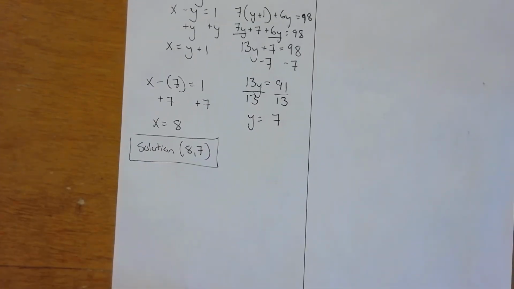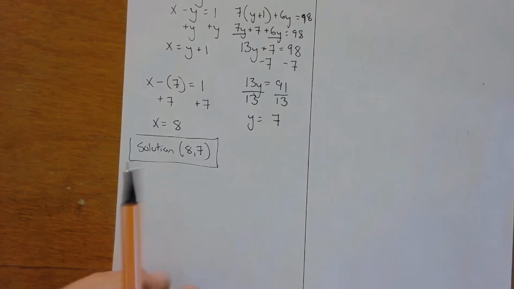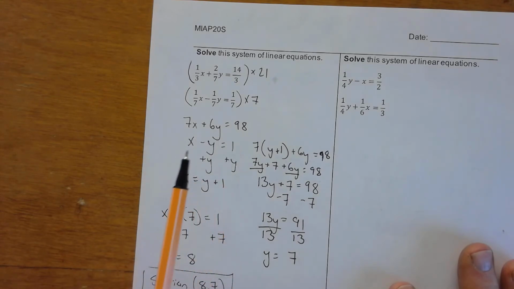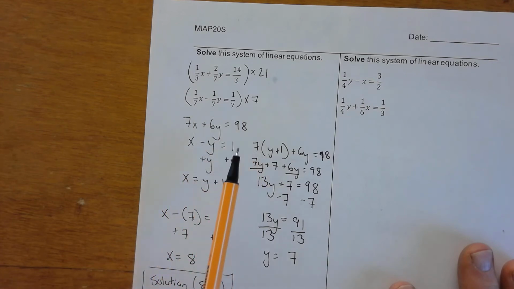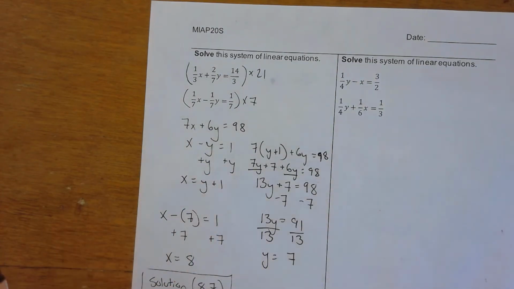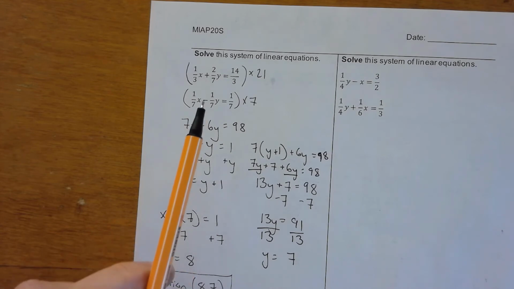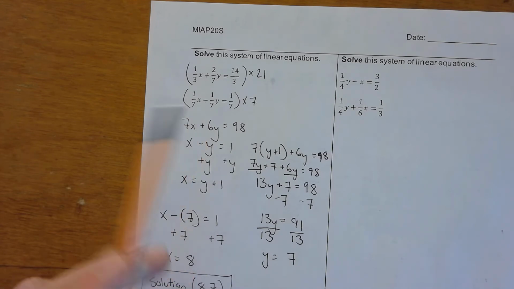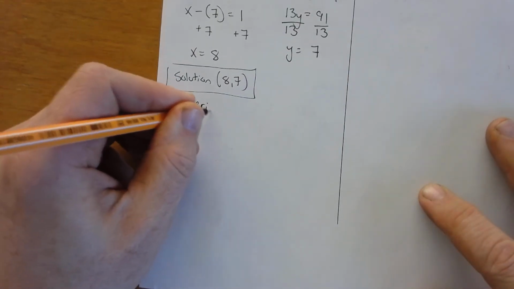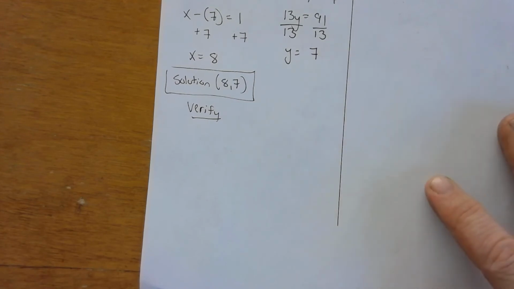Now, something that I've said in my class several times during this unit is that when I verify, I don't want to use the 7x plus 6y equals 98 or the x take away y equals 1 equation. If I made an error when I went from the original equation to those, that error is going to remain consistent in my verification. I want to use the original equations when I'm verifying. So I'm going to use those original equations so that I can actually verify my work.